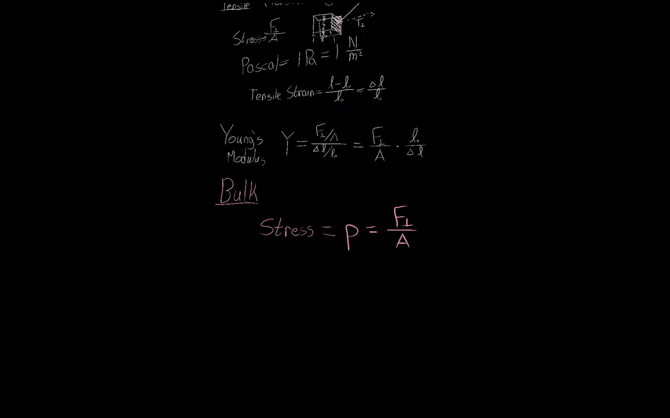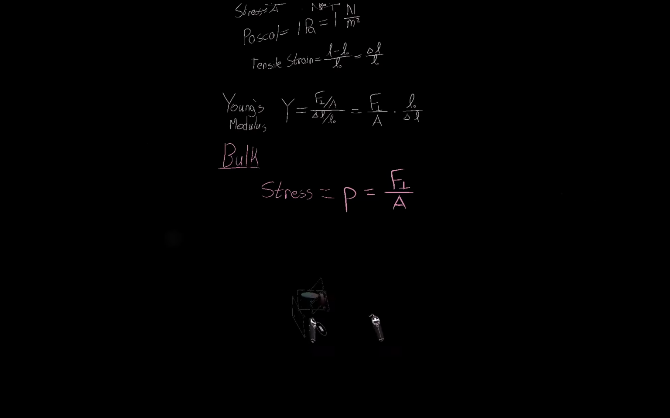And bulk strain is defined in the same way as well, except we're considering the volume instead of the length. And so bulk strain is delta V divided by V naught. So it's the amount voluminously that it changes per unit volume.